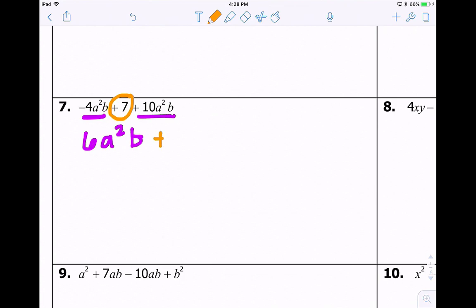So we just bring that down with it. So variables go in alphabetical order, and then constants typically go at the very end. It's not incorrect, but that is typically how you're going to see it.